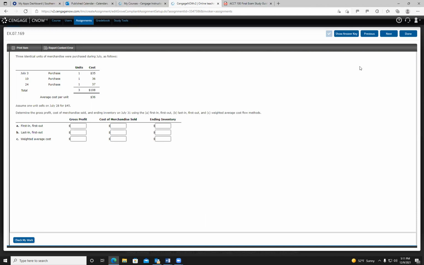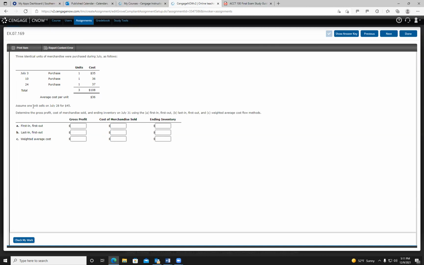The first one we're going to look at is A, first in, first out. What is first in, first out? First in, first out assumes that your first purchase, which would have been your July 3rd purchase, this purchase right here, is your first item sold. So in this problem, during the month of July, we purchased 3 units at a total cost of $108. We only sold one. We sold 1 unit at the end of the month for a sale price of $45.